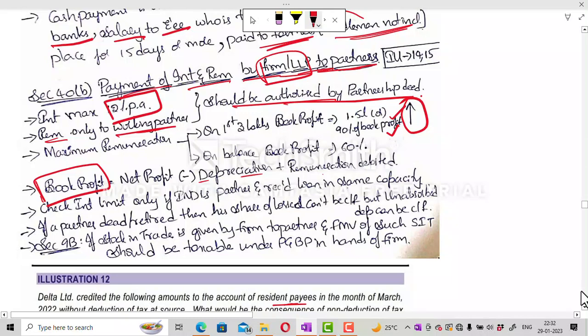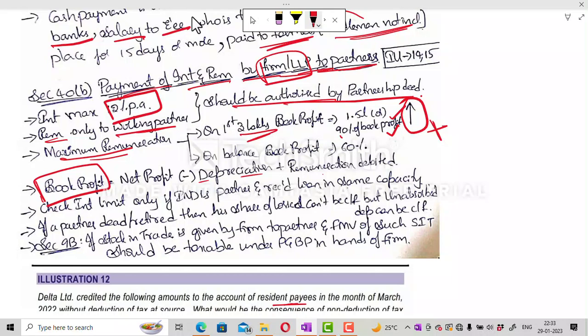and on that we first calculate 90% on 3 lakhs, and compare with 1.5 lakhs, whichever is higher we need to take. From 3 lakhs to whatever book profit we get, on that 60% we can pay in addition. Okay, this is the maximum remuneration. Anything paid above this should be added back to PGBP.